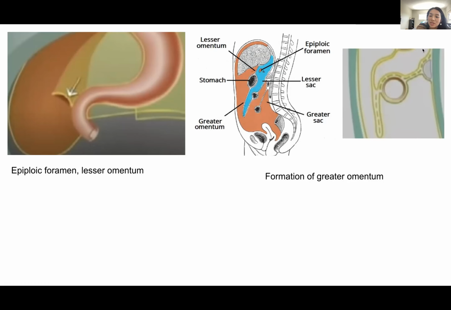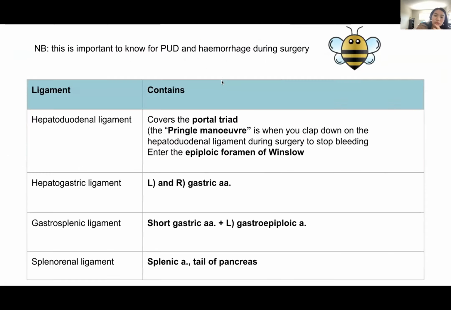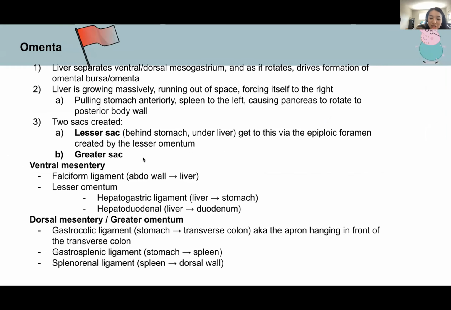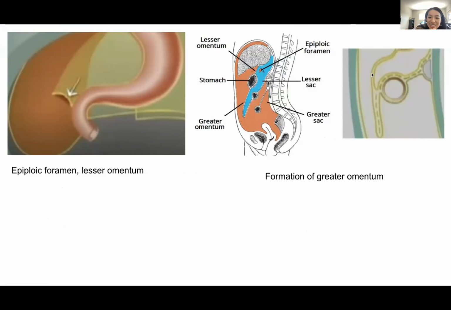Okay, so this is the lesser sac. It's not formed yet. Hang on. No, you can't really see it, but this is the lesser sac, in behind the stomach. All right, moving back. So the greater sac is just everything else on the outside.